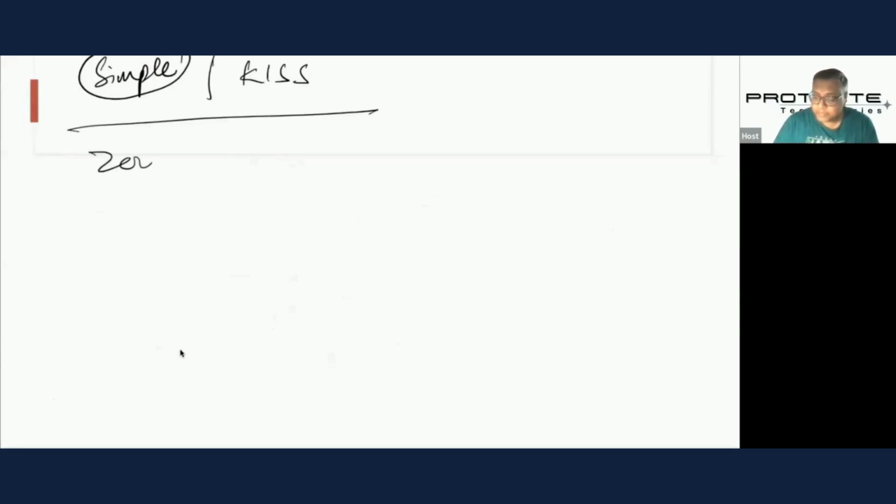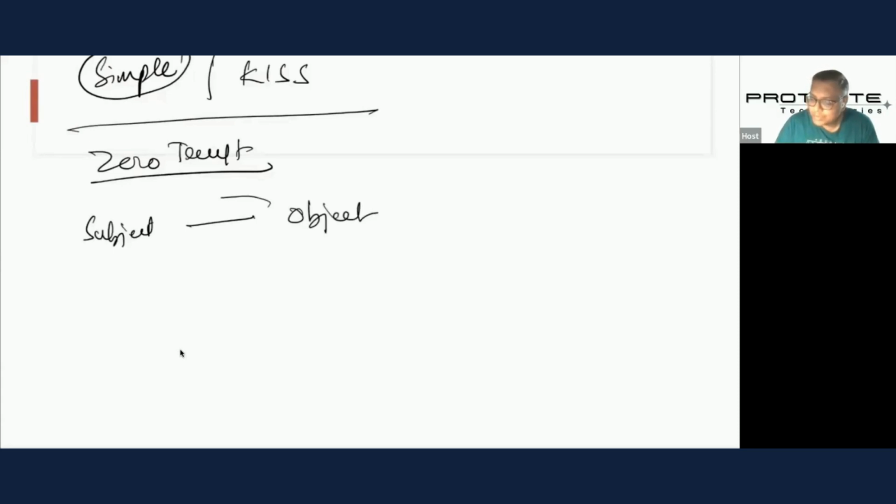Then there is a concept of zero trust. Okay, it is easier said than done. Zero trust means any subject which is trying to access an object, the object should not naturally trust the subject. There has to be a verification. Somebody should always verify whether the subject is allowed to access the object. This is a simple way in which you can explain zero trust to anyone.